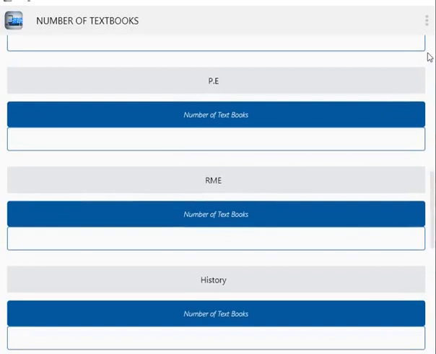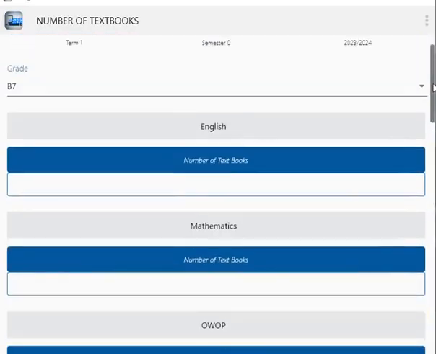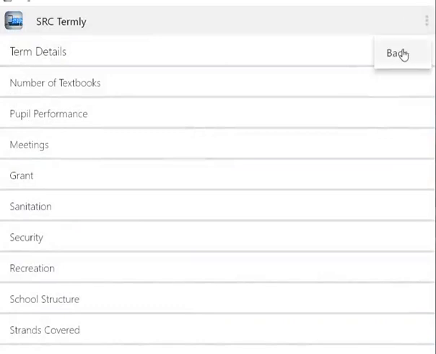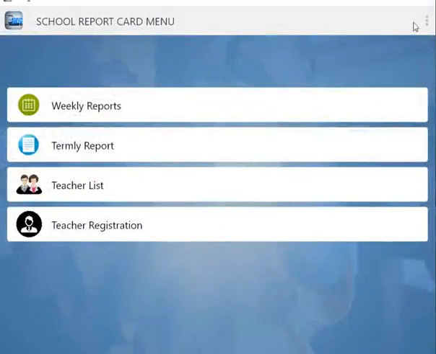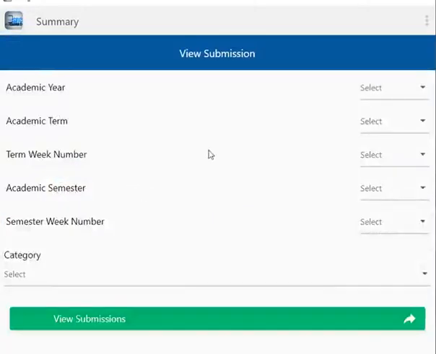So once you are done, you can go back and check whether submission has been successful or otherwise. You click on the 3 dot at the top right corner over here. You go to and click on back again. Then you go to summary analytics to find out whether your submission has been successful.